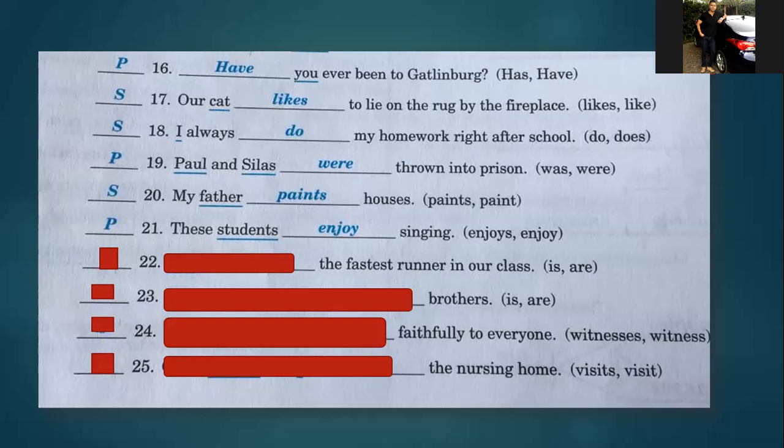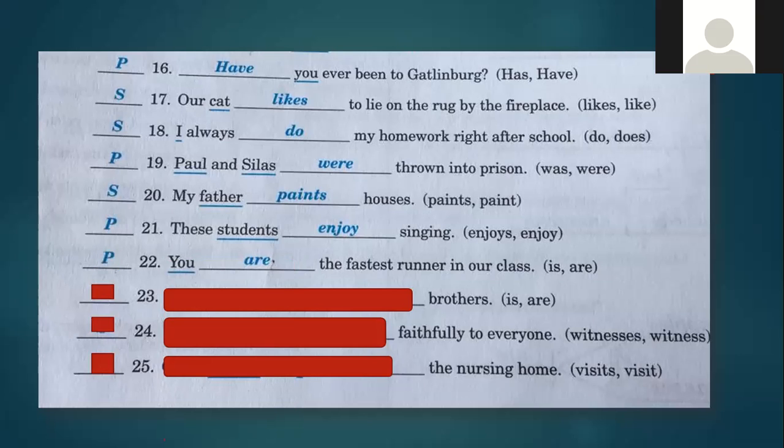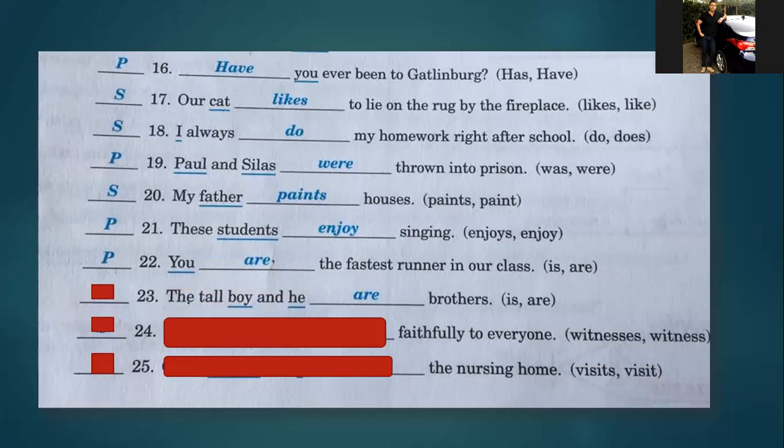Yes. Number 22. You are the fastest runner in the class. Yes. Underline you and is singular. Sure. No, plural. It's plural. Okay, almost done. 23. The tall boy and he are. Are brothers, yes. Plural. Underline boy and he and is plural. Excellent. It's plural, yes.